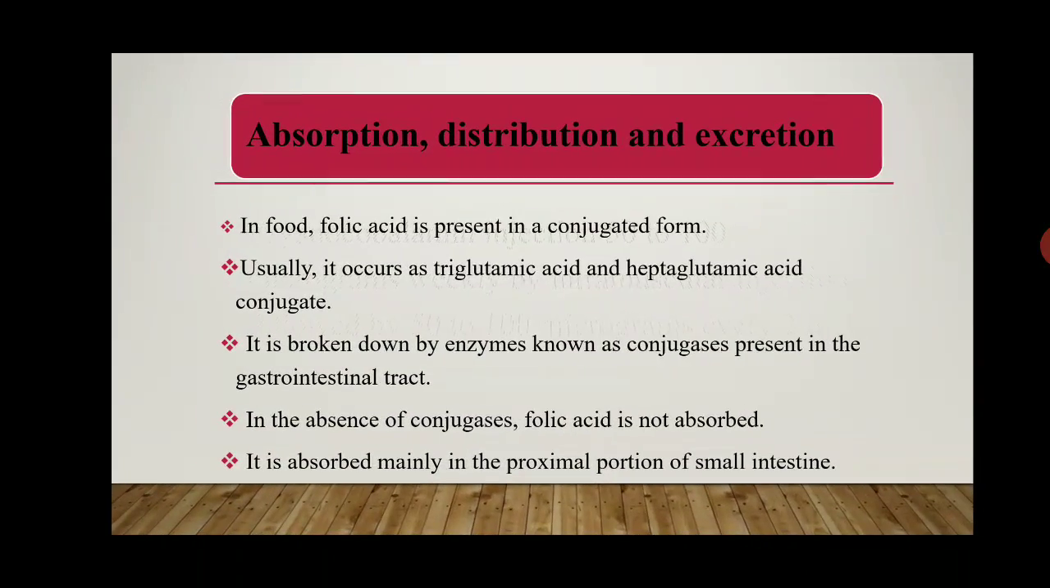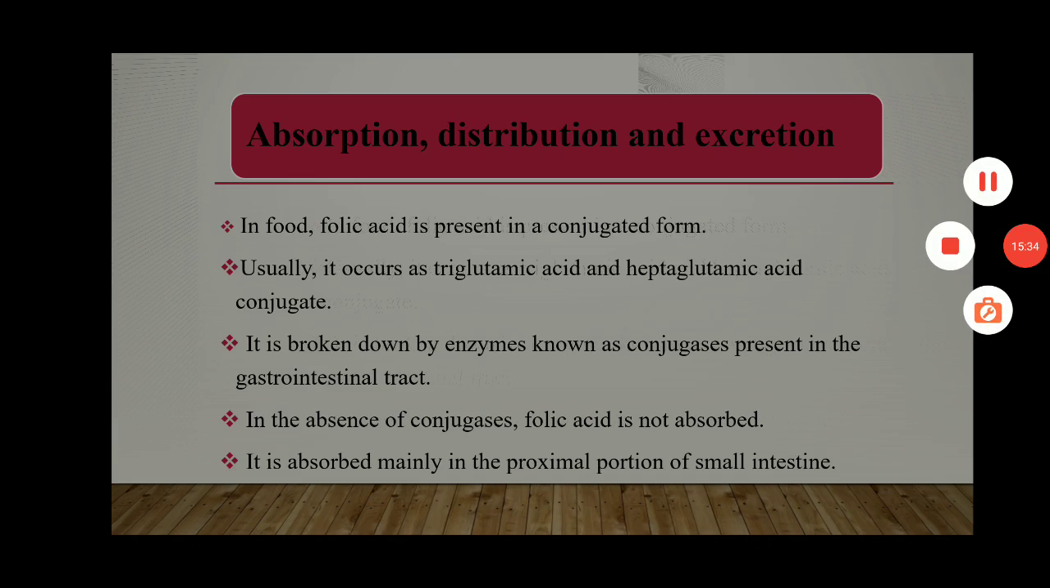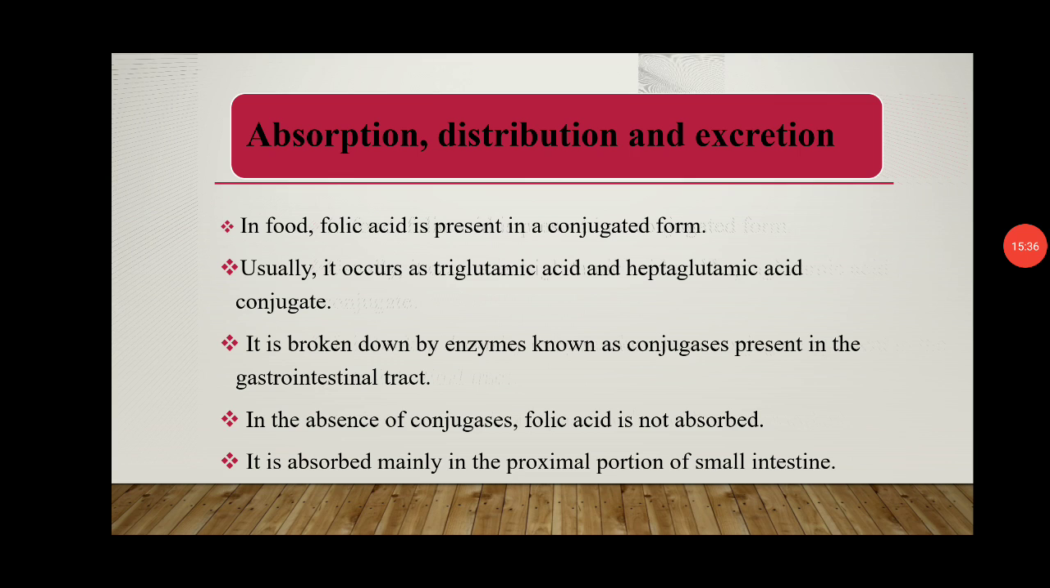Then next slide, absorption, distribution, excretion of folic acid. In food, folic acid is present in conjugated form. Usually, it occurs as triglutamic acid and heptaglutamic acid conjugate. It is broken down by an enzyme known as conjugase present in the gastrointestinal tract. In the absence of conjugase enzyme, folic acid is not absorbed.